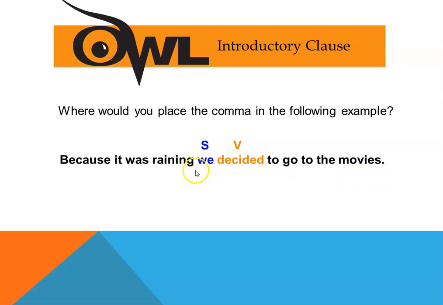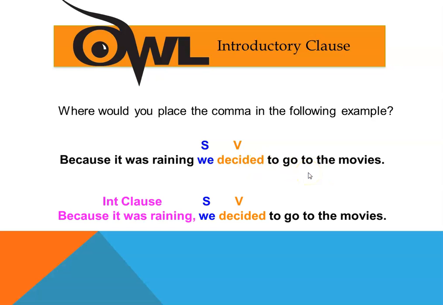And the comma is really separating the dependent information from the independent clause, the part of the sentence that can stand on its own. So the dependent or introductory clause is highlighted here in purple.